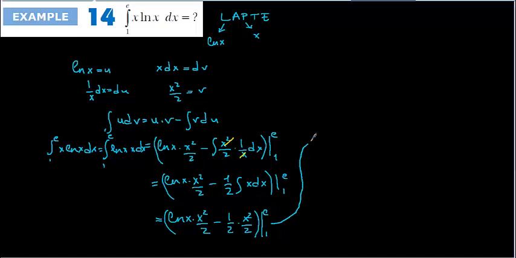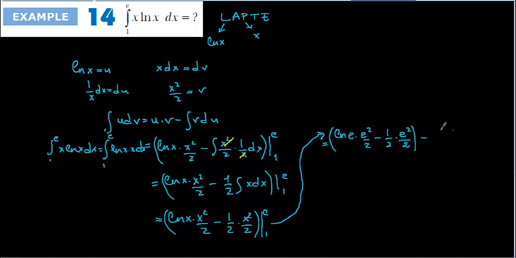Then if I continue to solve this, ln x times x squared over 2. Sorry for the sounds, but we are cleaning the school now. I'm going to replace x by e first, so it's going to be ln e times e squared over 2 minus 1 over 2 times e squared over 2. This is the first boundary when you give e.